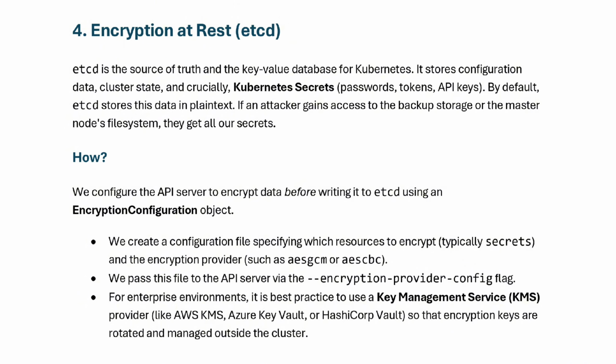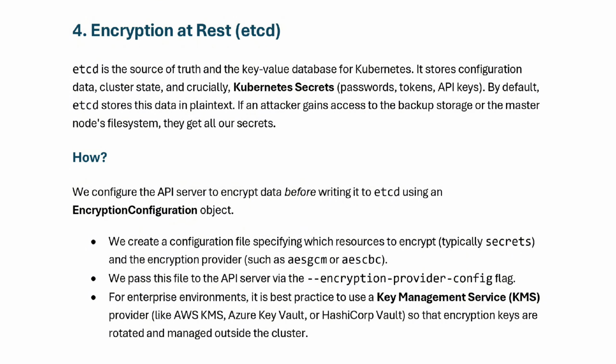So how is it solved? We configure the API server to encrypt data before writing it to etcd using an encryption configuration object. So it is solved by encrypting the data, specifically sensitive data, which is Kubernetes secrets, API keys, passwords, in etcd using an encryption configuration object. How is it done? We create a configuration file specifying which resources to encrypt, typically secrets, and the encryption providers such as AES-GCM or AES-CBC. Then we pass this file to the API server via this flag.